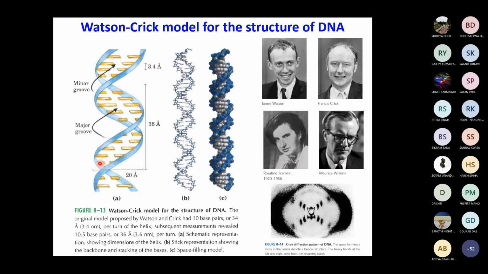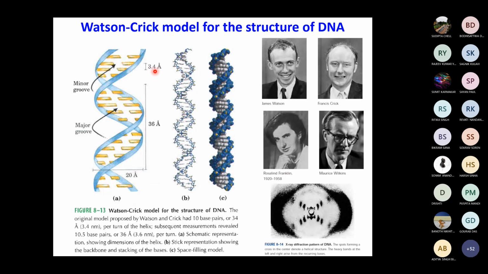These are the bases in each strand. They join together with the help of hydrogen bonds, and in one turn there are actually 10 base pairs, and this height will be around 36 Angstrom. But if you divide this 36 Angstrom by 10, it should ideally come to 3.6, but it is not 3.6. The actual distance between two base pairs is 3.4.